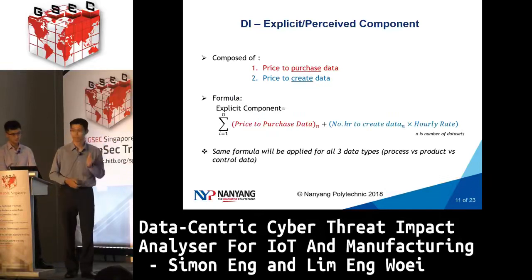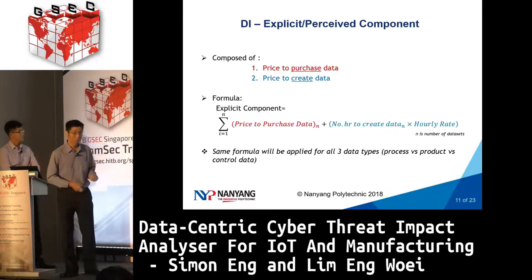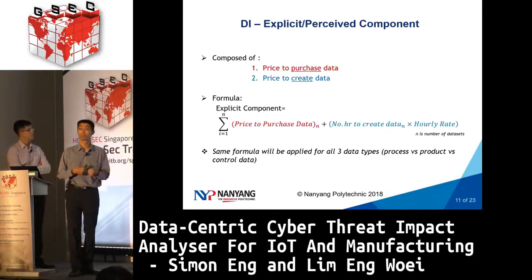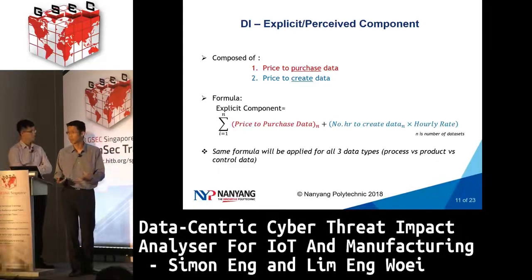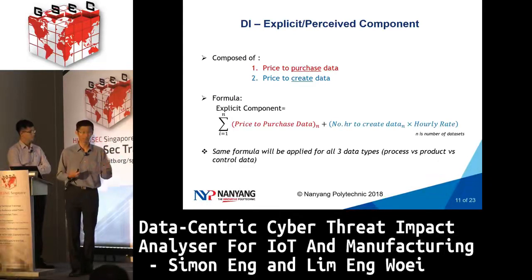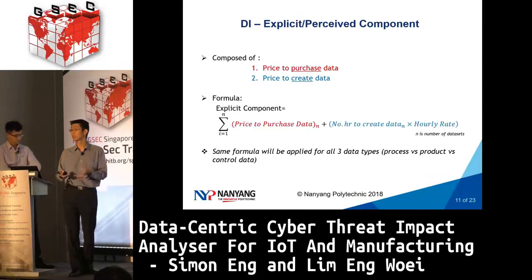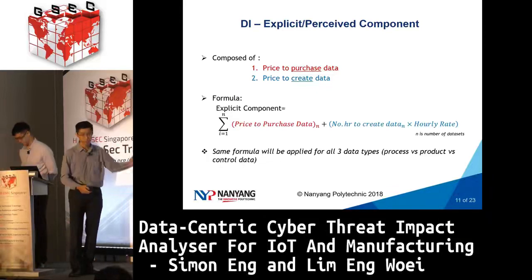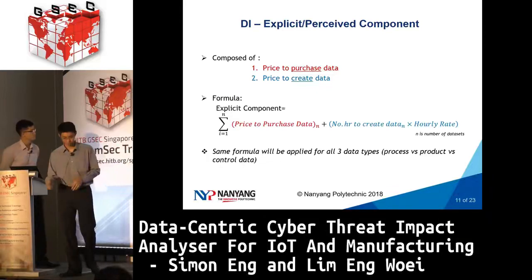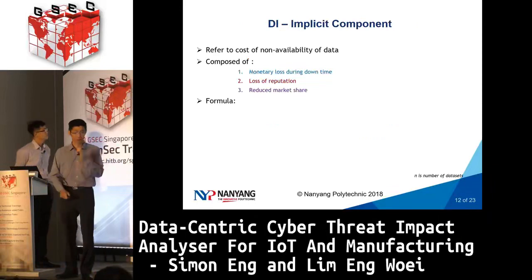The explicit component of each type of data. So for all three types of data, we're saying that basically this includes the amount you need to pay to buy the data, right? And of course, maybe the amount of money you need to spend to create that data. So for example, I need to hire an operator to work X number of hours to create a CAD/CAM file, right? That gives a certain value to that data, right? So we just do a simple formula, summing up all three components.